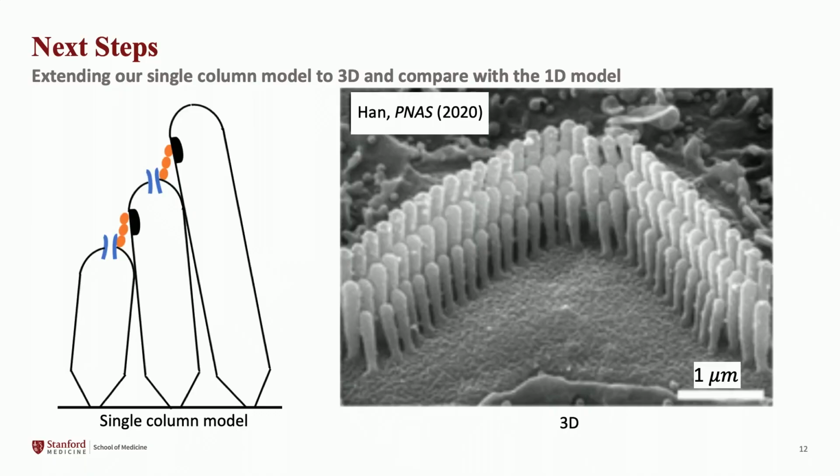As the right-hand plot shows, this is an electron microscopy picture of a full three-dimensional hair bundle which consists of multiple columns which are interconnected. What we are planning to do is, once we establish the parameters for our one-dimensional model, we will extend it to three dimensions and calculate its response to external forces, and we'll compare it with the one-dimensional model.